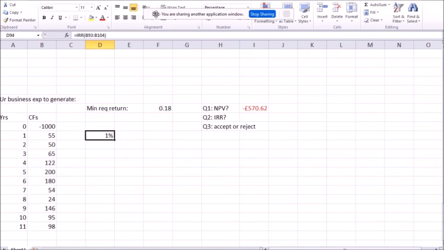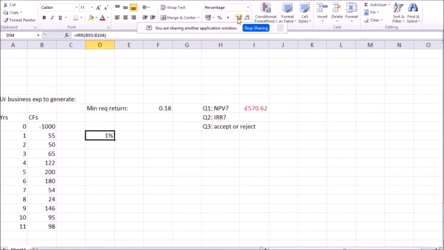Let's see some details, because 1.38% is not equal to 1%. I do want some details on the exams. Okay. There. So IRR is 1.38%. The first two questions are already answered.